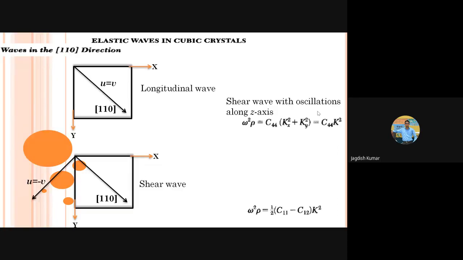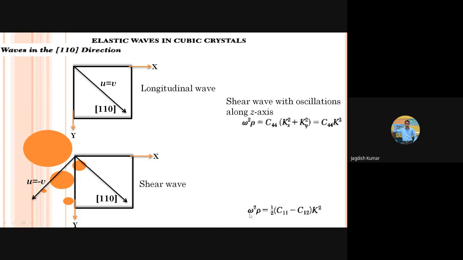And for the second case, we derived yesterday that the relation between omega and k is given by this. So for this component, u equals minus v, and omega square and k square are related by this. So for propagation of waves along the 110 direction, the two transverse components are not degenerate. The velocity for this case, when particles are oscillating along the z direction, is different and depends on C44 only.